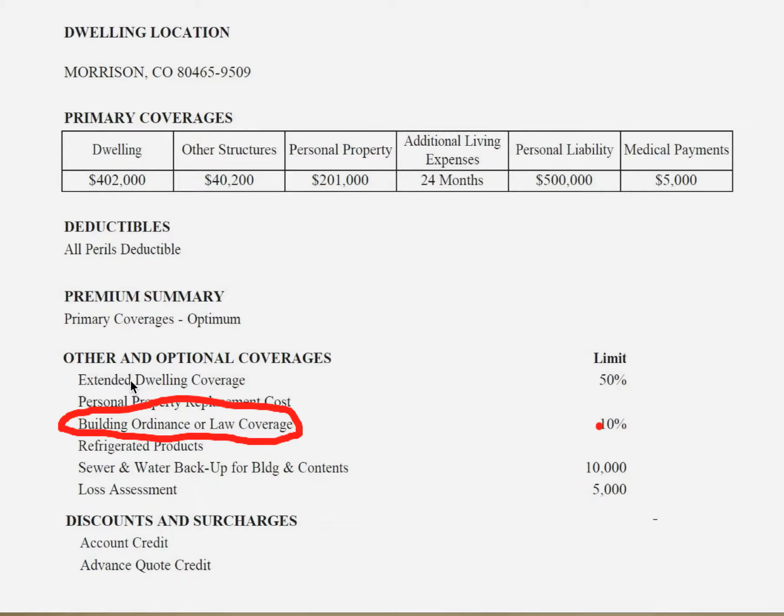So pretty important. Let's take another example. Let's say you have a 1940s home and it burns to the ground. Let's say you had old plumbing, old wiring, it wasn't up to code. Well, again, the insurance company wants to build that home the way it was, but they're not going to put in the old plumbing and old wiring. They need to bring it up to code. So this building ordinance of law coverage would provide an extra percentage of the dwelling amount to be able to bring that plumbing, that electrical up to code. So pretty important coverage, especially if you have an older home.